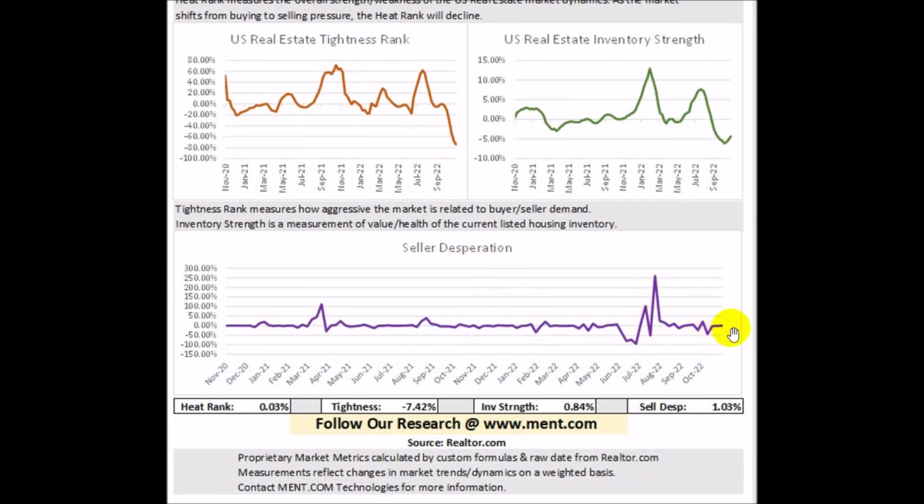Seller desperation index is relatively flat. It started to move up a little bit. So you can see here we're fairly flat. This means that we're not seeing sellers super desperate yet. We did see that happen back over here, which aligns with our inventory strength back over here in July and August. When sellers start to become more desperate, 2 things happen, okay?